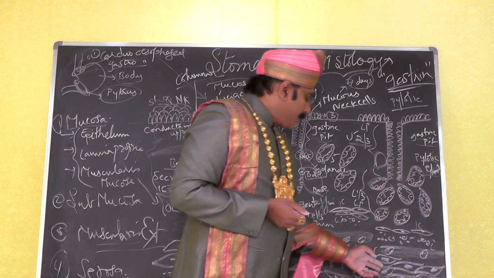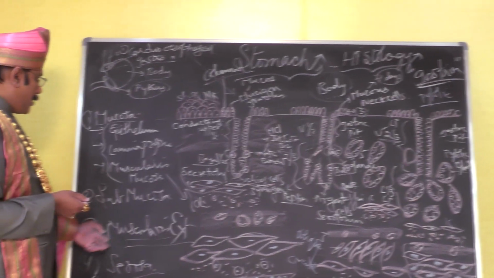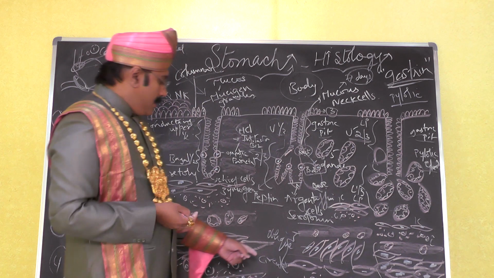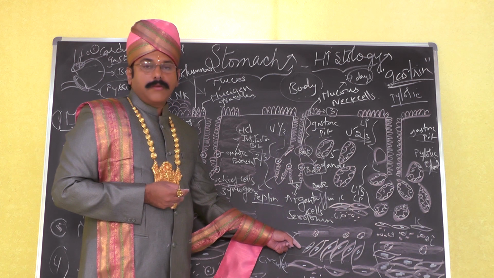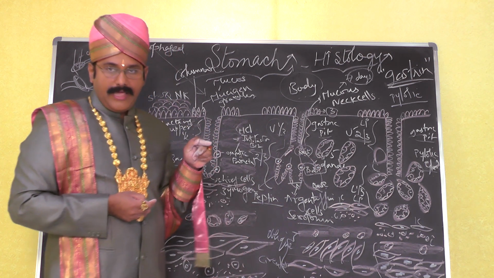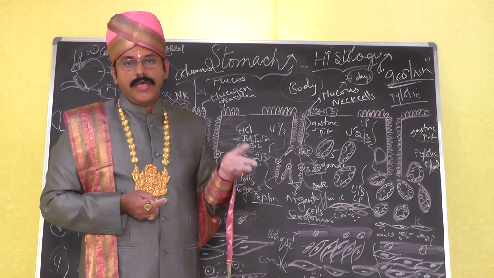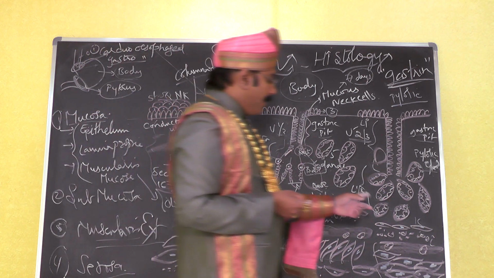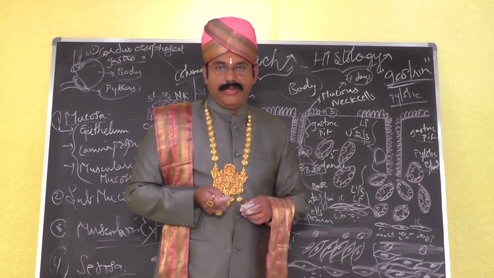Now coming to the muscularis externa. What is the difference between the muscularis externa of the body of the stomach and pylorus of the stomach? Please see, here the muscularis externa of the body of the stomach shows 3 layers. Innermost oblique muscle layer, followed by intermediate or middle circular layer. Outermost is the longitudinal muscle layer. If you take the pylorus, you have got only 2 layers, inner circular and outer longitudinal muscle coat.